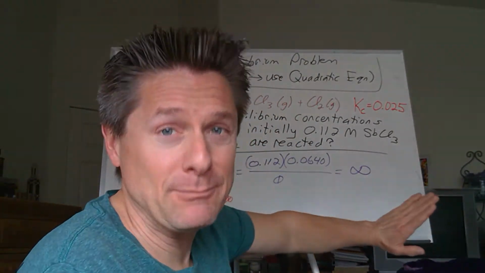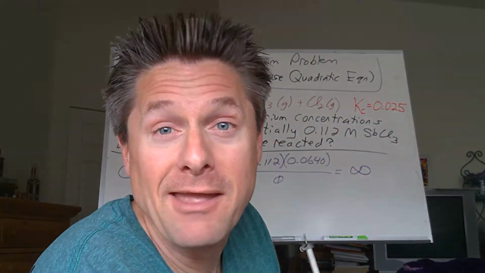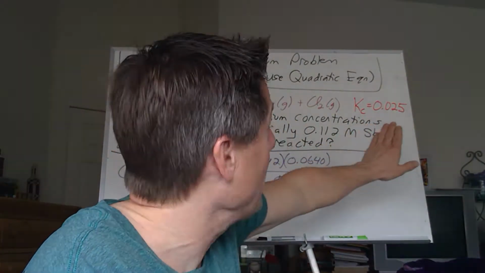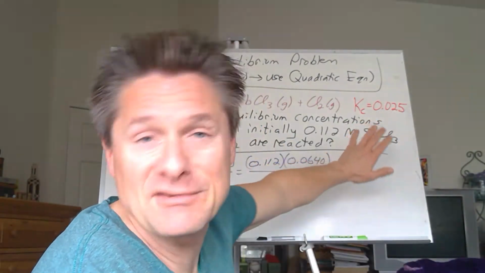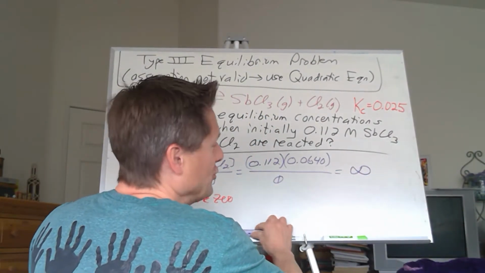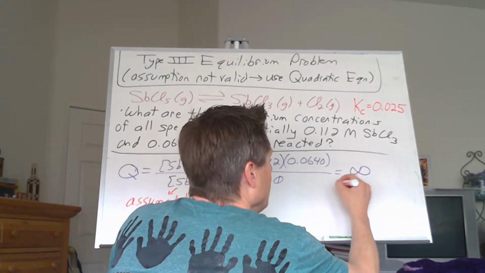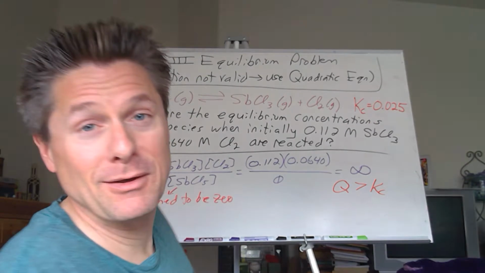I would make the assumption mathematically that infinity is bigger than our value of K. That's actually a fairly big K value, 0.025. A lot of times they're 10 to the minus 4, 10 to the minus 6. So that's not the smallest Kc value ever, but infinity is pretty big. So I would make the logical conclusion that Q is greater than Kc. We good on that one?